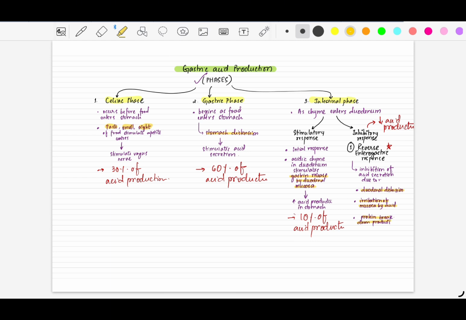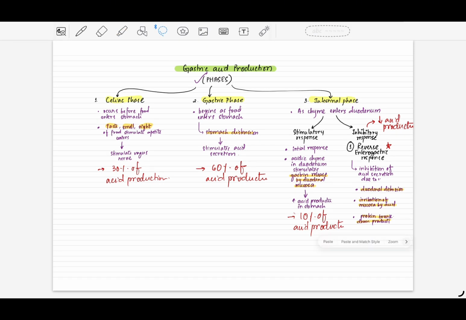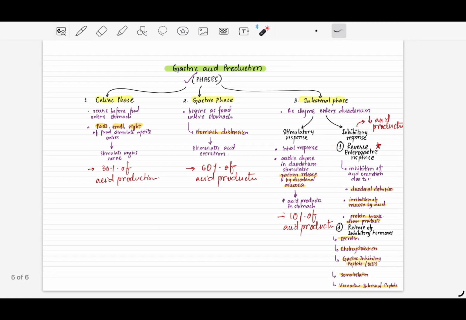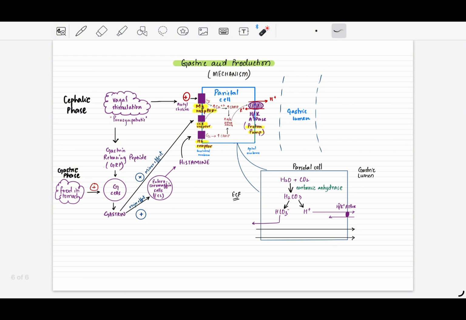the gastric acid secretion. Another factor that leads to decreased acid production is release of inhibitory hormones, which includes secretin, cholecystokinin, gastric inhibitory peptide, somatostatin, and vasoactive intestinal peptide. Now, these three phases are going to result in an increased gastric acid production. However, after the acidic chyme enters the duodenum, it then leads to an inhibitory response that decreases the gastric acid production. Up next, we have the mechanism of gastric acid production.